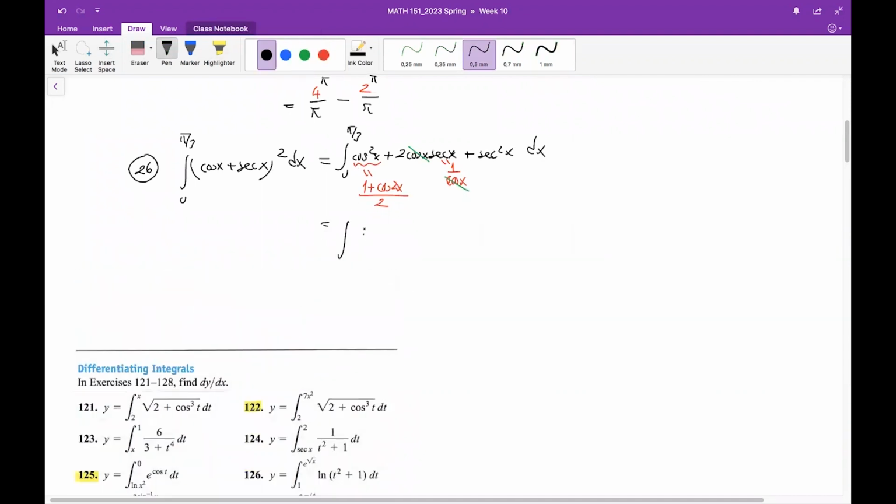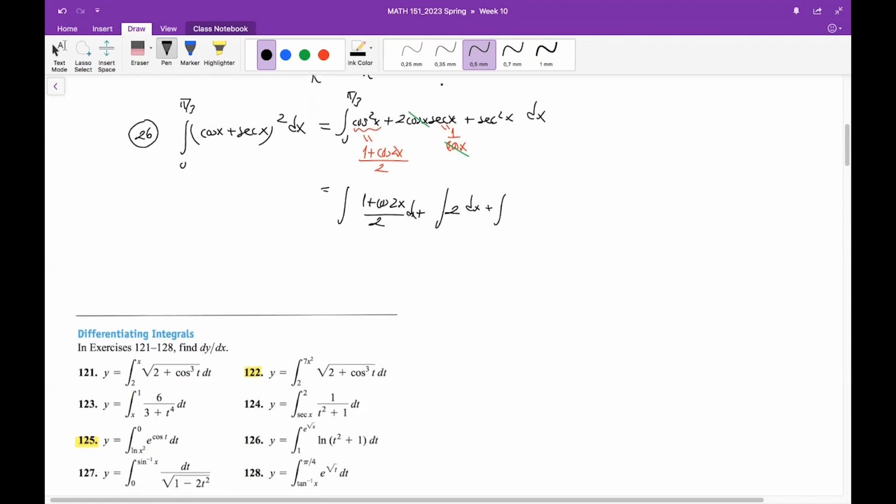We have the integral of (1 plus cosine 2x) over 2, plus we have just 2 here, right? After simplifying, we have just 2. And then for the last part, let's separate the expressions like this. You can just distribute the integral sign to all the sums and differences. And the last integral looks like this. All of them are from 0 to pi over 3, okay?